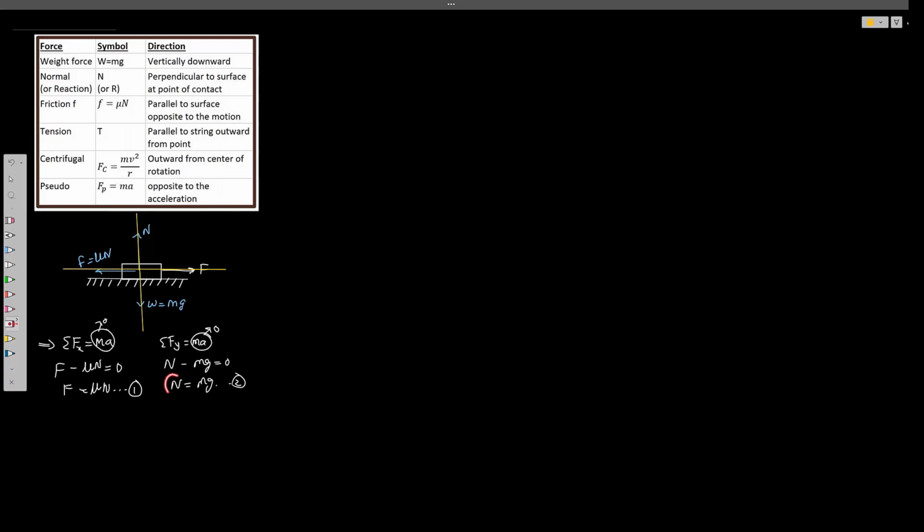Now, for simplification, let's substitute the value of n. So we will get F is equal to mu n, which is mu mg. So this is your resultant force. Ta-da! Clear? This was not a question. This was simply to explain the concept, that in such questions, this is how we reach the solution, with these steps, right?